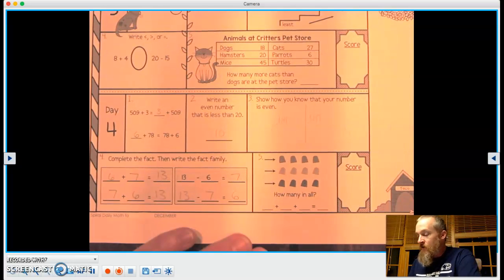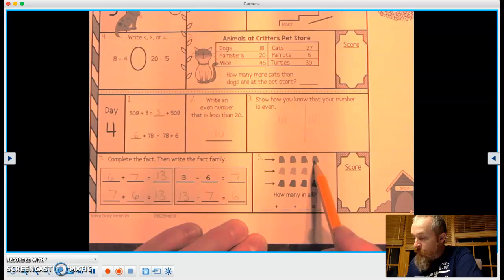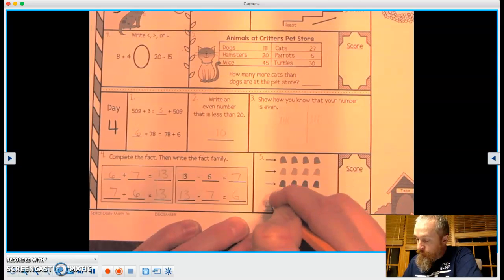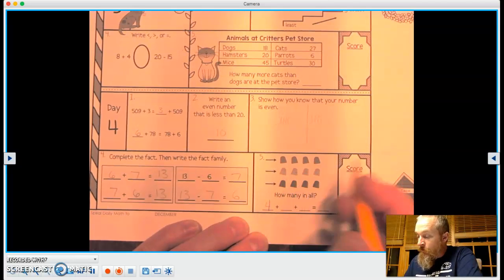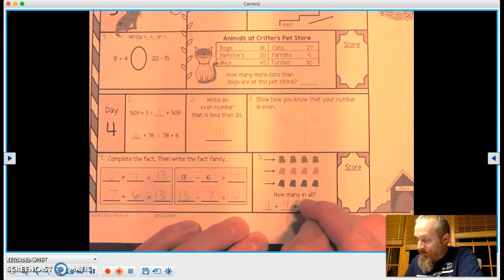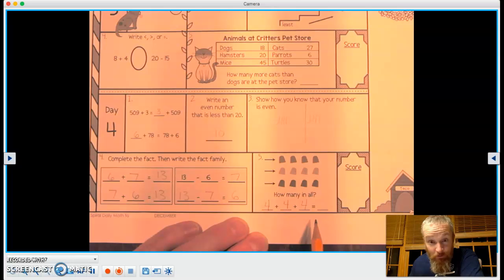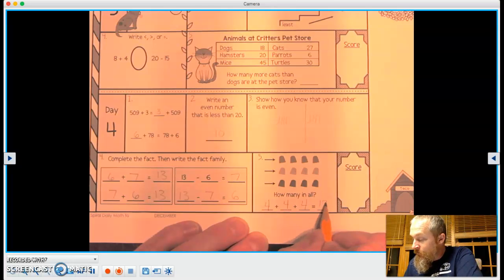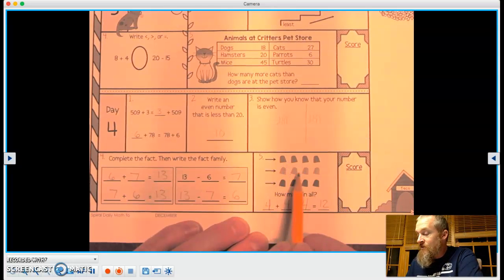All right, how many in all? 1, 2, 3, 4, plus 1, 2, 3, 4, plus 1, 2, 3, 4, equals 12. 1, 2, 3, 4, 5, 6, 7, 8, 9, 10, 11, 12.